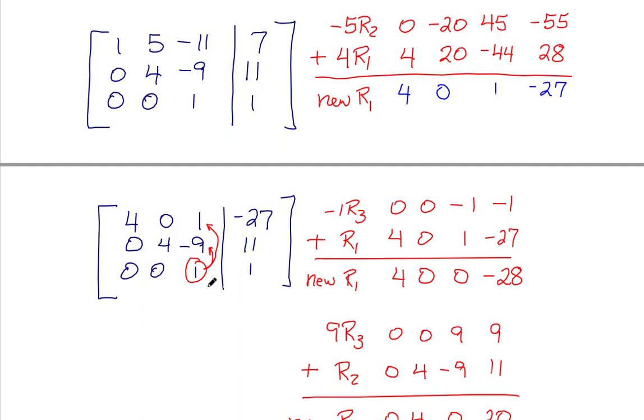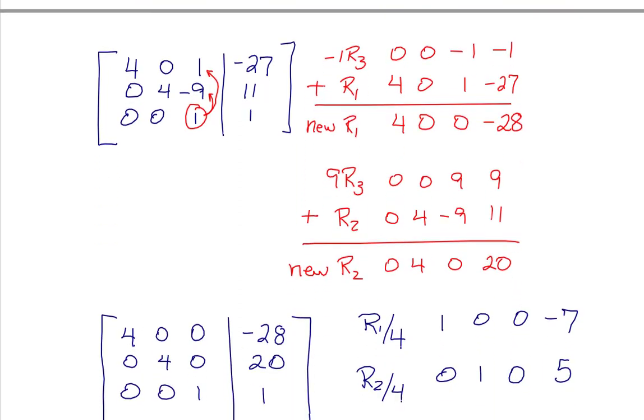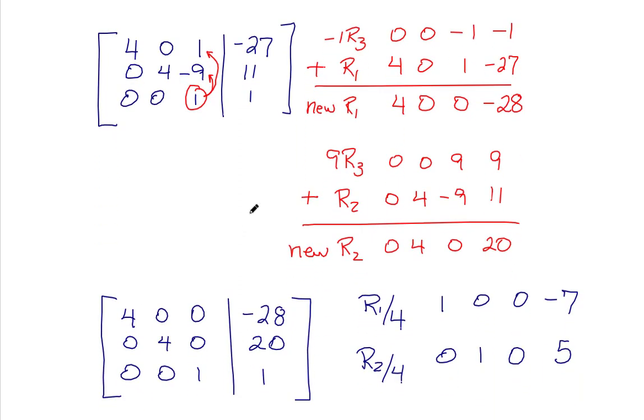Okay. I can take 9 times 1 and add it to that minus 9, and that'll make that a 0. So let's see, there's 9 times row 3. Add that to row 2. Here's my new row 2. All right. So let's take a look. Well, that looks pretty good. I've got lots of zeros. Got a 1. The only thing left is these are not 1s.